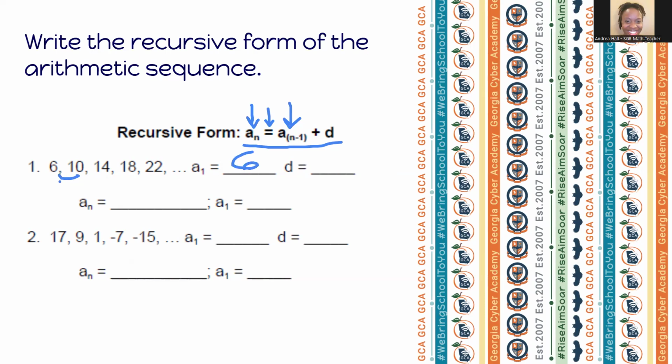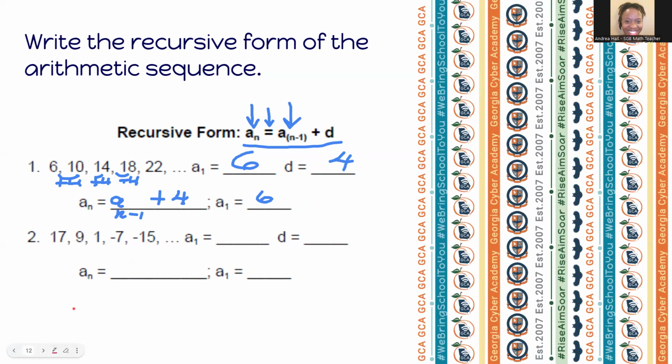Our first term is 6. Our common difference, this is going up by 4, plus 4 when I subtract them, so my common difference is 4. So my formula, a sub n, which does not change, is equal to a sub n minus 1, and then plus 4. And then a sub 1 is equal to 6. That's it. Now go ahead and try writing the recursive formula for this one down here.